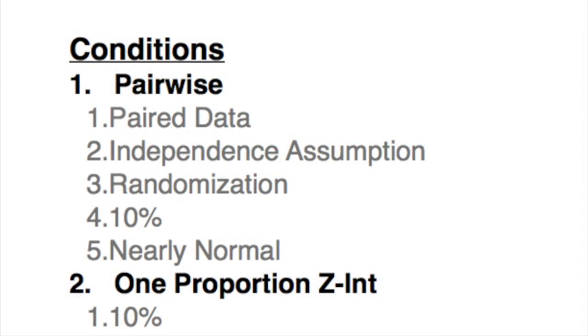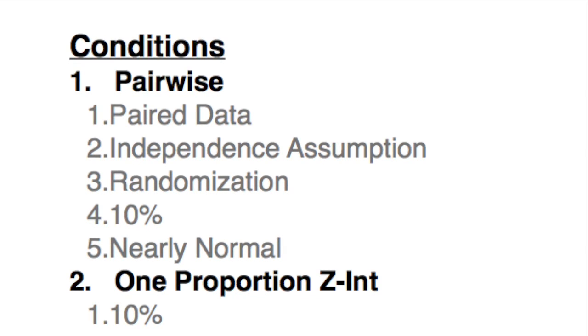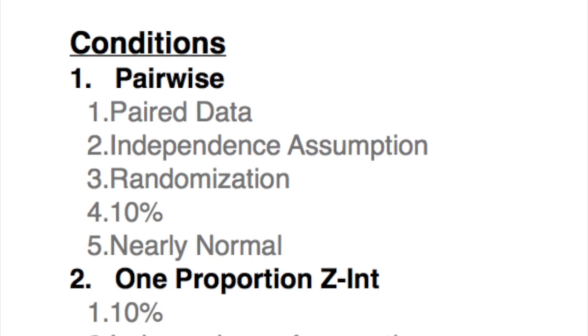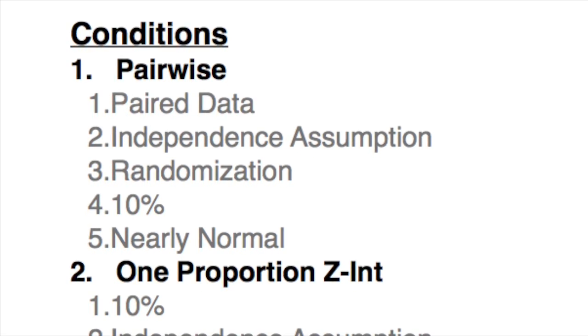Hi, I'm Navdeepal, and I will be discussing if all the conditions are met. I will first discuss conditions for pairwise data. The first condition is the paired data condition. This is met because each value is the mile time ran by the same person.